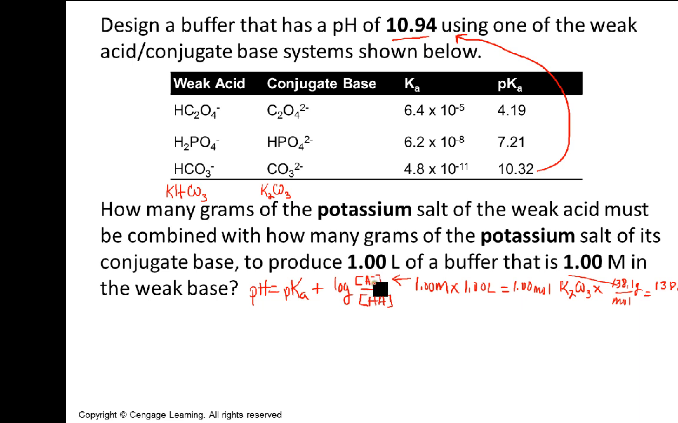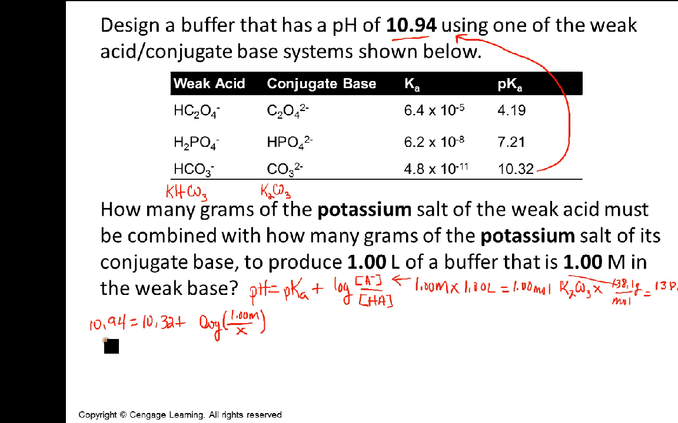Alright, so we've gotten half the problem done. Now we just need to figure out how much of the weak acid we need to weigh out. Well, the problem states we need pH of 10.94, our pKa is 10.32, and we have the log of 1 molar, because we enter the concentration here, divided by x. We just need to solve for x, and it'll give us the concentration.